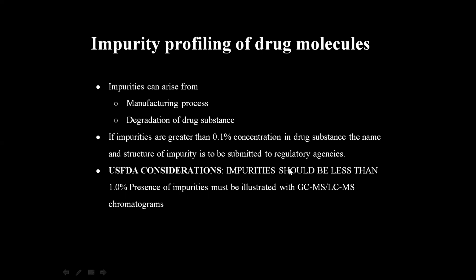Impurity profiling of drug molecules. Impurities can arise from the manufacturing process or degradation of the drug substance. If impurities are greater than 0.1% concentration in the drug substance, the name and structure of the impurity is to be submitted to regulatory agencies. US FDA considerations: impurities should be less than 1%. The presence of impurities must be illustrated with gas chromatography mass spectrometric chromatograms.